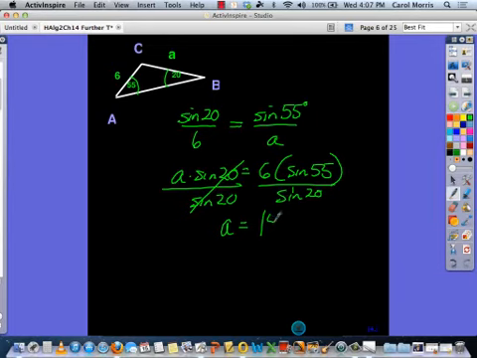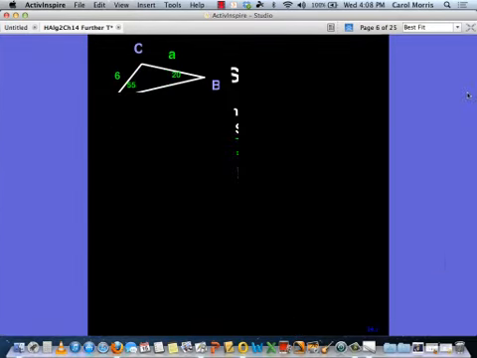And in relation to that 6, it's looking pretty good. I said 14.37-ish. Because you already knew that the 20 and the 55 would have given us 75. And 75 leaves us with 105 degrees, which means this edge, which is little c, has to be the longest one. We already have that one that's 6, so 14.3 looks pretty good. And again, we don't know what it is, but we'll assume it's units. So that's how we use the law of sines.